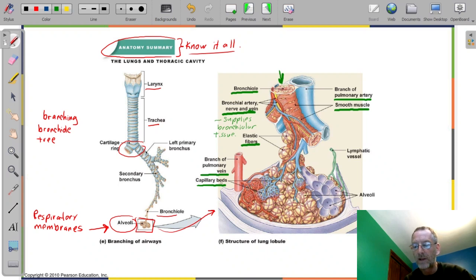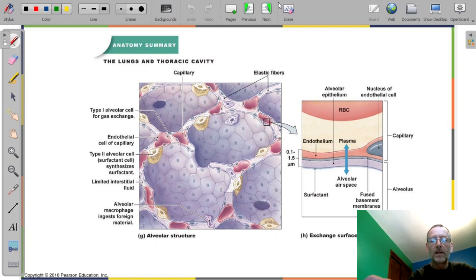So it's good to sort of ponder that figure and take a look at it in detail. Lymphatic vessel, and then here are the alveoli, which are the tiny little air sacs. They look like little grape clusters. And the next slide looks at those in more detail. So again, know it all.